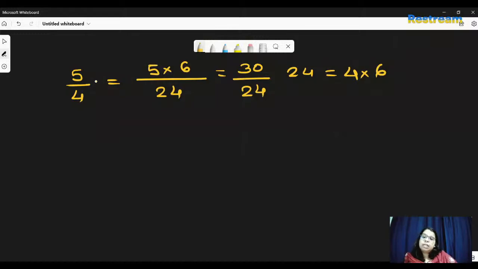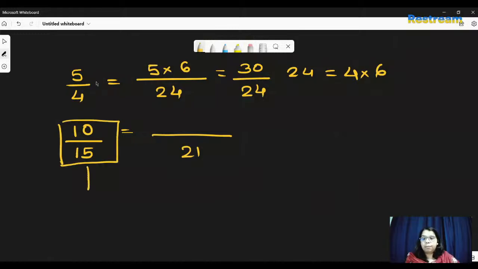Let's say I have 10 over 15, and I have to go with a denominator of 21. I know 21 is not included in the table of 15. So what I'm going to do is first convert this one into its simplest form. What is the simplest form of 10 over 15? It is 5 times 2 over 5 times 3. So my actual fraction is 2 by 3.